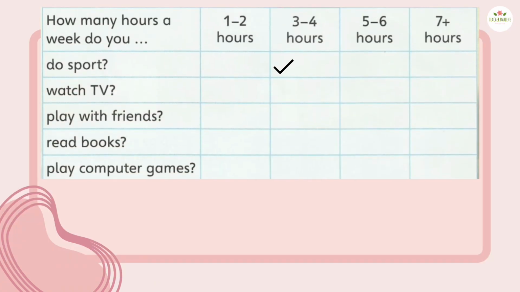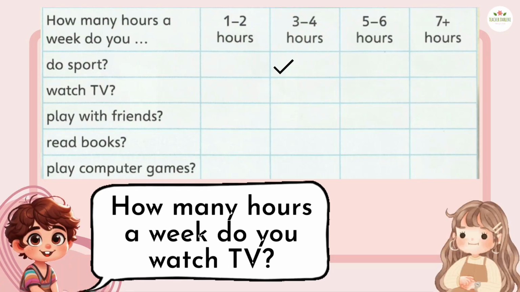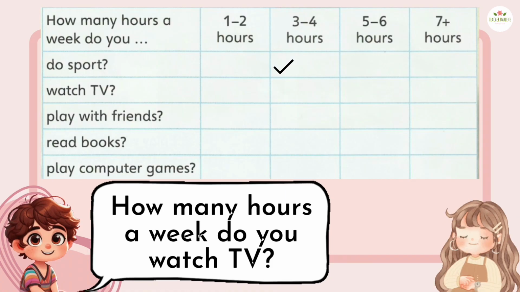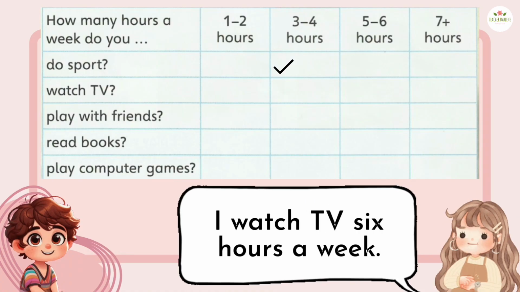Look at the table. These are free time activities. These are the duration of your friends' activities. You are going to do a class survey to fill the table. Listen to the example. How many hours a week do you watch TV? I watch TV 6 hours a week.